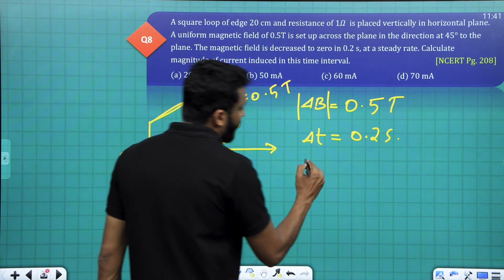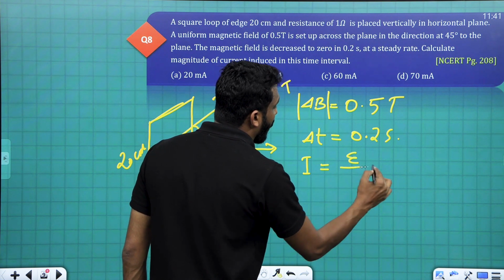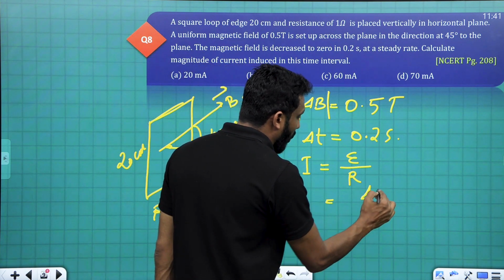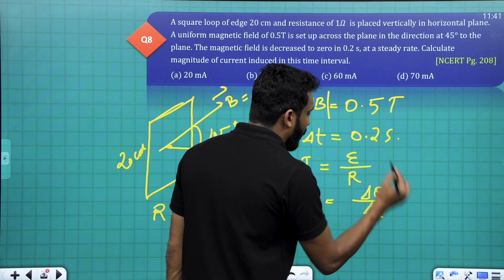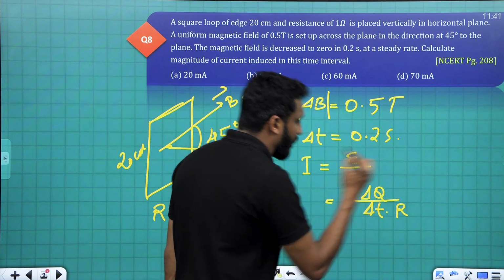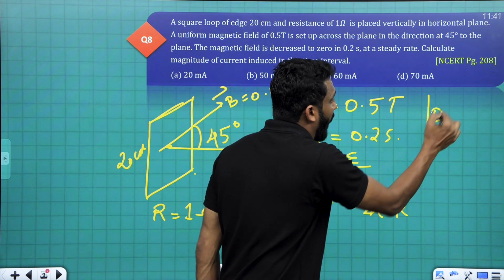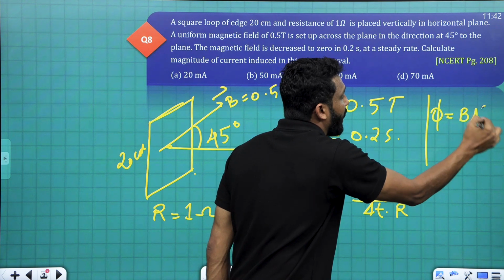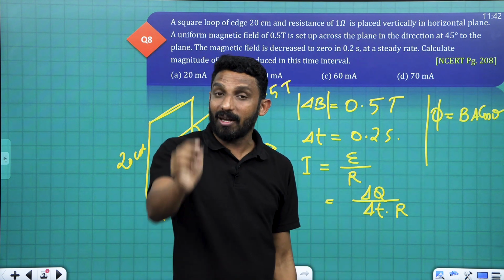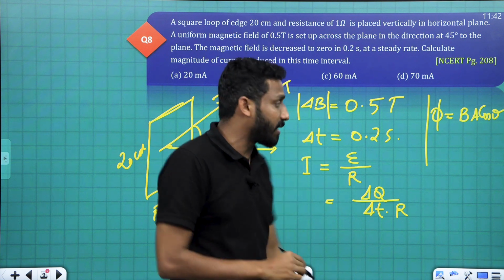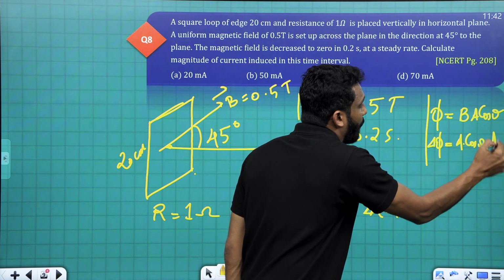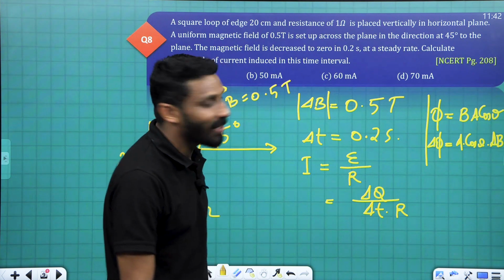The current induced is EMF divided by resistance. The EMF is equal to flux change divided by time interval, the rate of change of flux, that is the average value of induced EMF. We have the formula of magnetic flux B dot A, that is BA cos theta. Here A and cos theta are fixed. B only is changing. So delta phi is equal to A into cos theta into delta B.